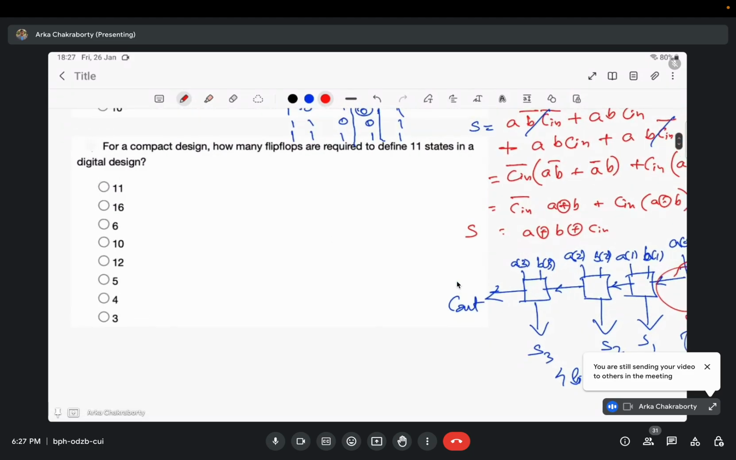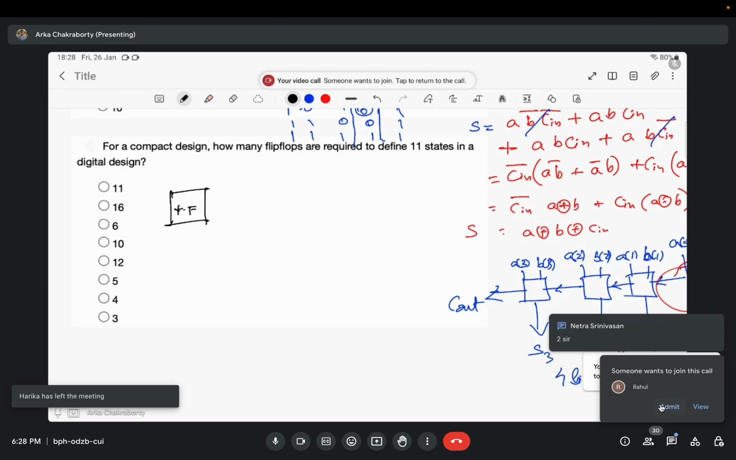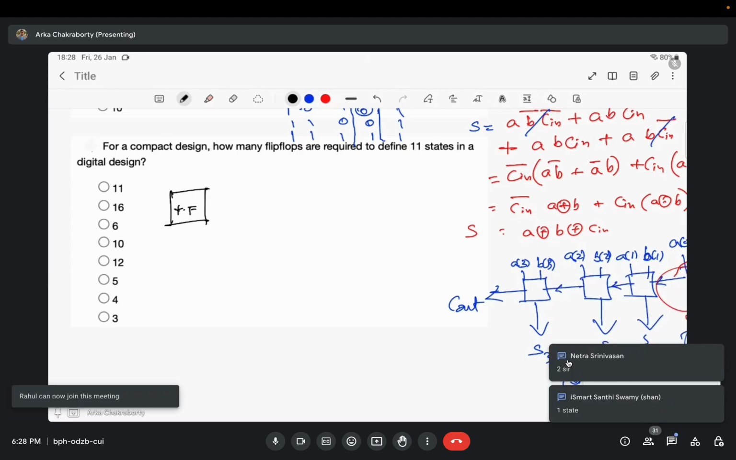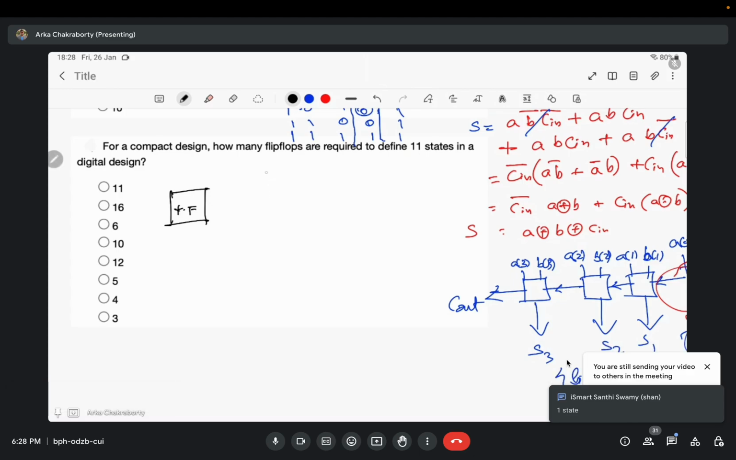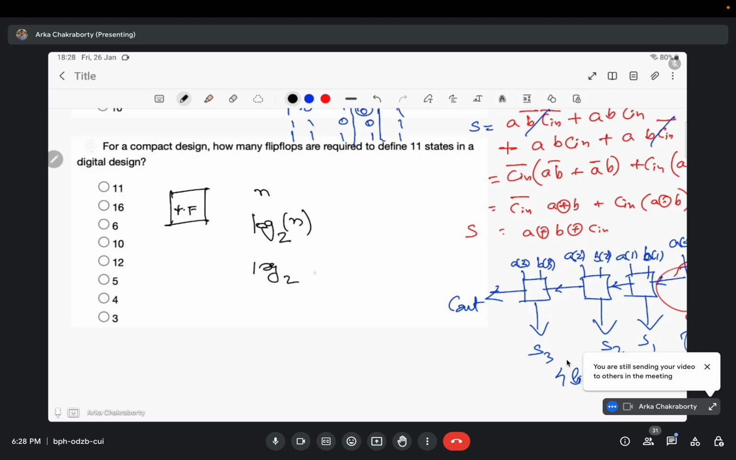For a compact design, how many flip-flops are required to define 11 states in a digital design? Okay. So can anyone tell me, a single flip-flop can be used to represent how many states? Anyone? Yes, two. So basically, one high, one low. So if a single flip-flop can represent two states, two flip-flops can be used to represent four states. So similarly, if n number of states are required, then the number of flip-flops required would be log base 2 of n. Simple. So here it will be log base 2 of 11.